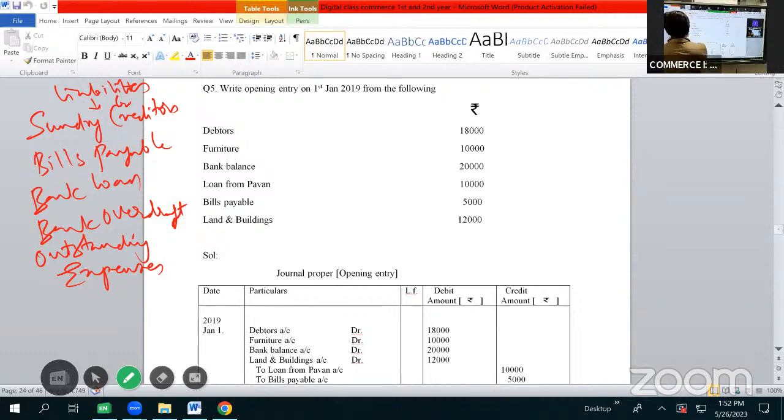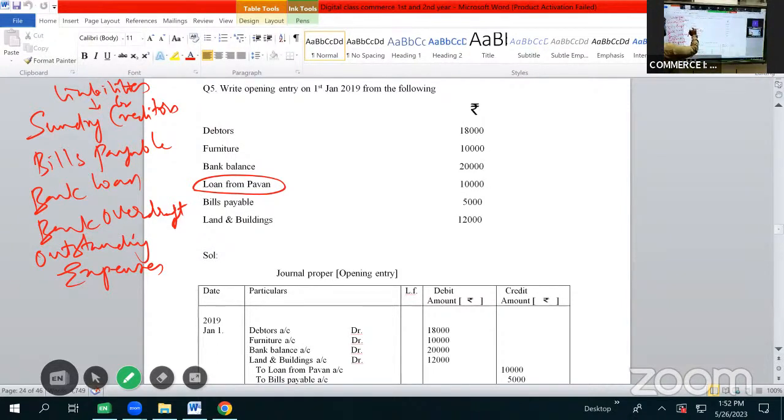Here we have learned the name bank loan. It means that we have taken a loan from bank. It is a liability. Here it is given as loan from Pawan. So here it is bank loan and here it is given as loan from Pawan. It means that instead of taking loan from bank, we are taking a loan from a person by name Pawan. So even it is a liability.